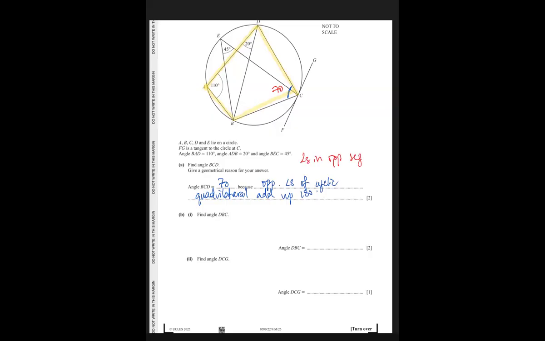Honestly, I don't know whether they'll award you full marks if you write short form. In fact, please write out the whole sentence. Don't write short form. Okay, find angle DBC. Where's DBC? DBC is here. How do I do this? Let's see. Angle DBC.